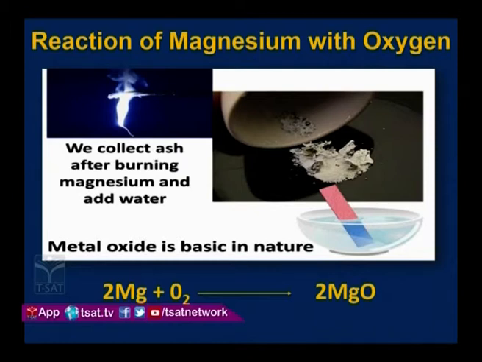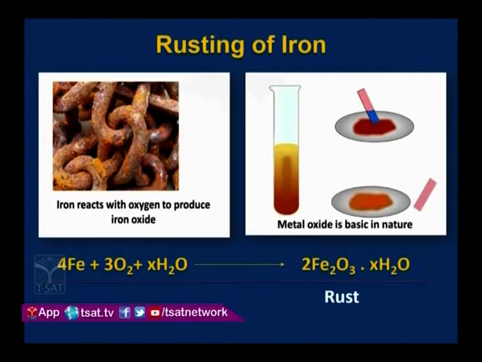Another simple example, children, which you can do at home, is the rusting of iron. When iron reacts with water in the presence of oxygen, it forms rust. So what is the formula of rust, children?